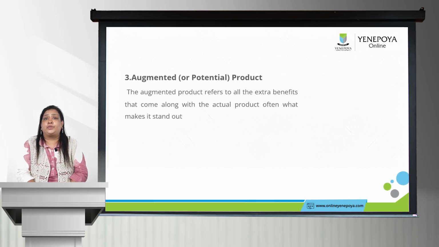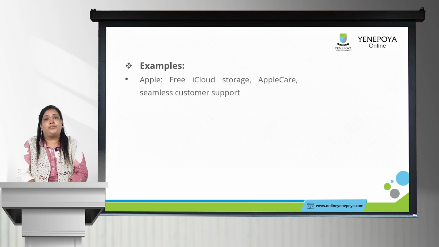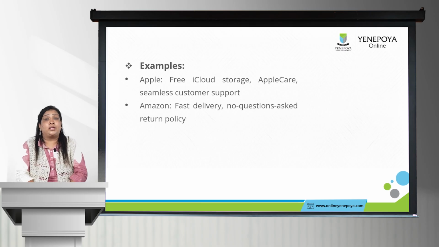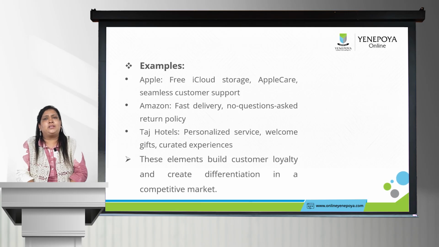The third is the augmented or potential product, the added value. The augmented product refers to all the extra benefits that come along with the actual product, often what makes it stand out. This includes after-sale service, warranties, free delivery, customer support, loyalty rewards, personalization. It's about enhancing the customer experience beyond the expected. Examples are Apple: free iCloud storage, AppleCare, seamless customer support. Amazon: fast delivery, no-questions-asked return policy. And the Taj hotels: they give personalized services, welcome gifts to the customers, curated experiences. These elements build customer loyalty and create differentiation in a competitive market.